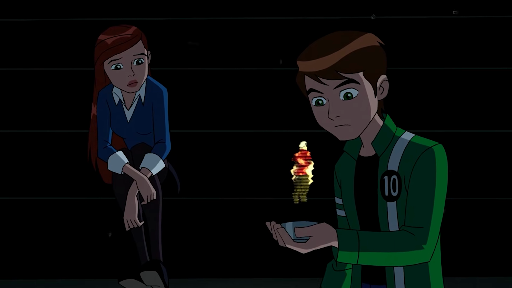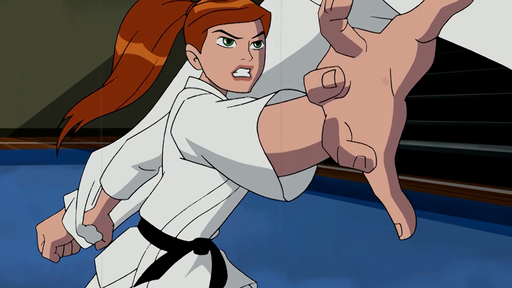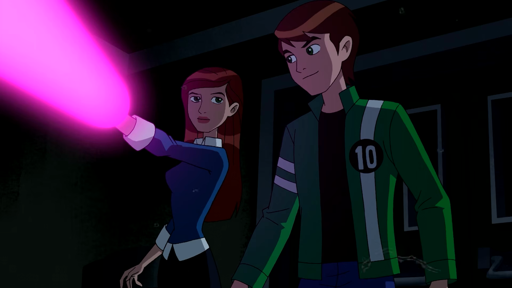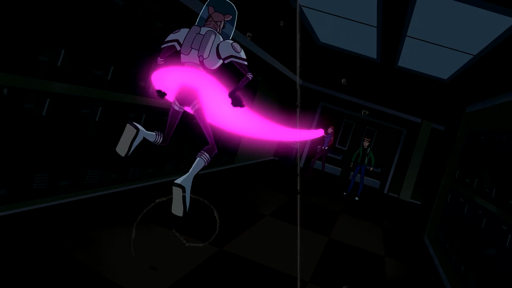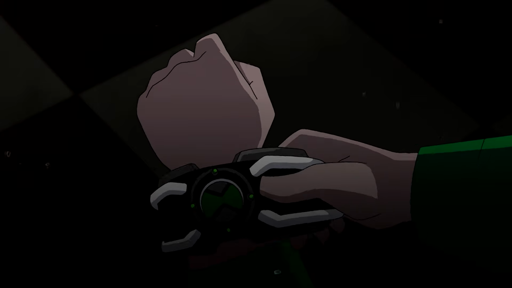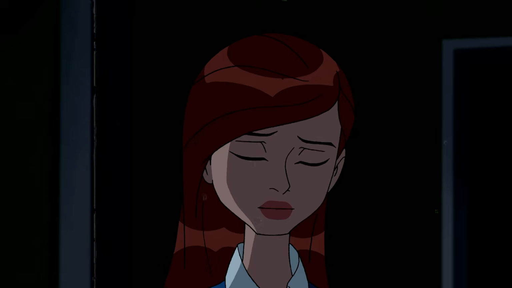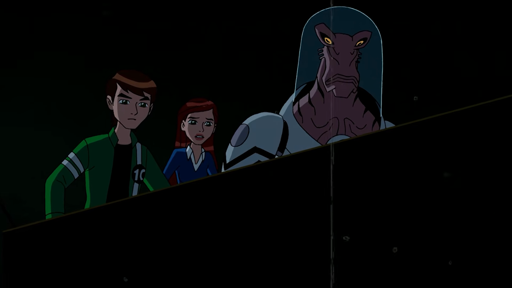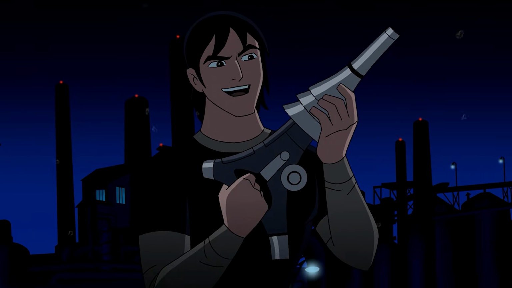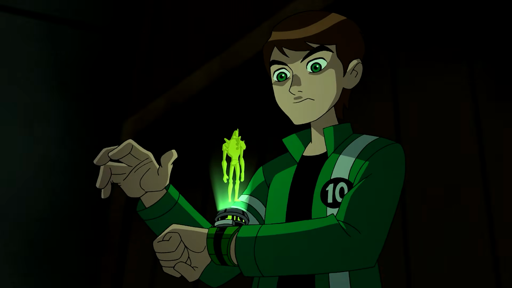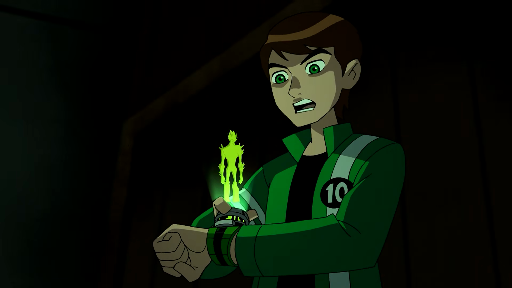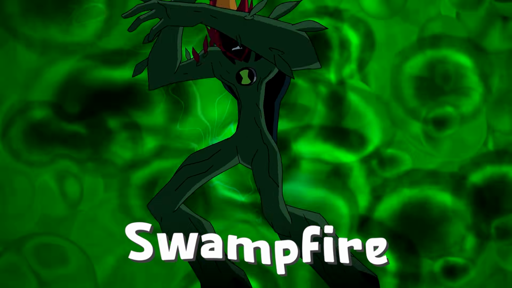He shows the message to his cousin Gwen, who by the way is practicing martial arts now, and they encounter Magister Labrid, who claims that Max went missing during a mission, and Ben puts his watch back on to rescue his grandpa. The trio crashes into an illegal trade of bioweapons where we see Kevin handling the business. Ben notices that his watch now has a completely new set of aliens and turns into Swampfire for the first time.